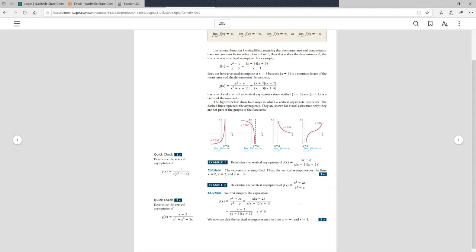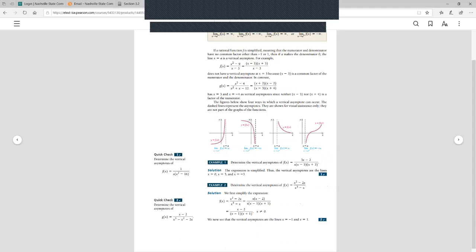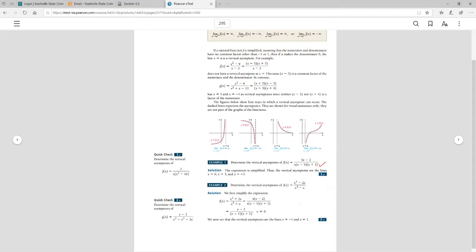So let's look at example 1 here. Example 1 says, determine the vertical asymptotes for the given function. Again, we really need to pay particular attention to what is going on in the denominator, because the denominator is going to yield potential x values that are not defined, because we cannot divide by 0. Luckily for us, this cubic is already factored.